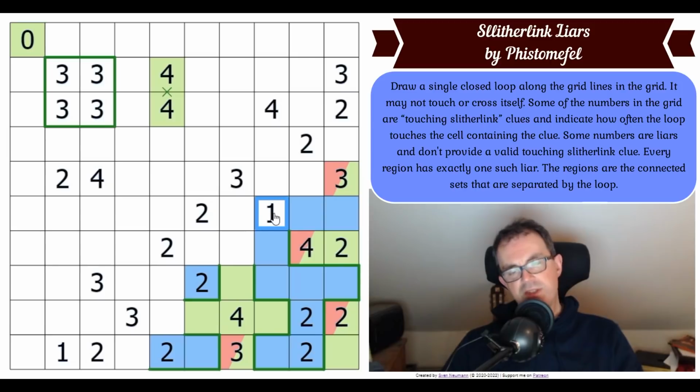Now, this has to now be blue, otherwise the loop would be touching itself at this little corner point here. So that's got to be blue. And that's a 1.